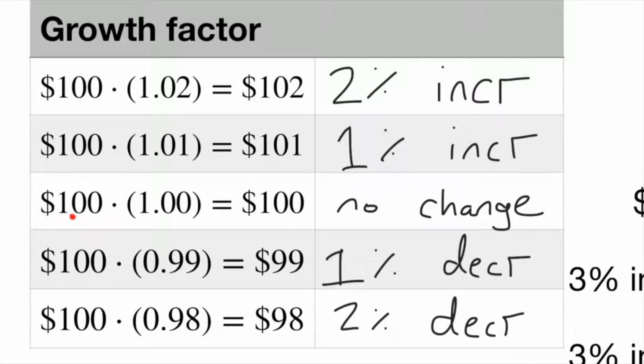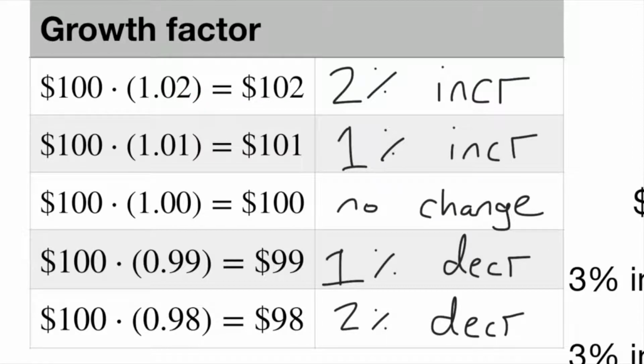If you have $100 and you multiply it by 1.00, that's going to produce no change. You'll still have $100. But if you want to increase $100 by 1%, you can multiply it by 1.01. This 1 is 1% higher than here. You can think of this as 100%. This is 101%. $100 times 1.01 will give you a 1% increase. This is how you get a 2% increase, 1.02.